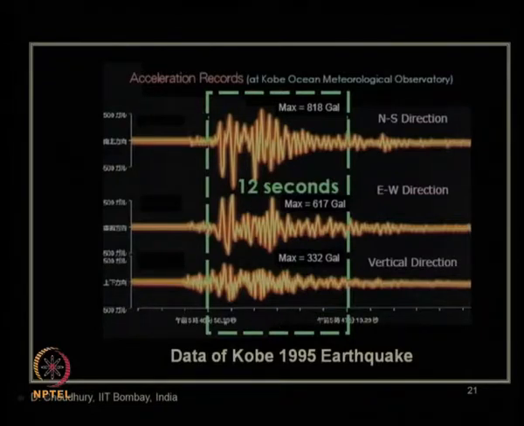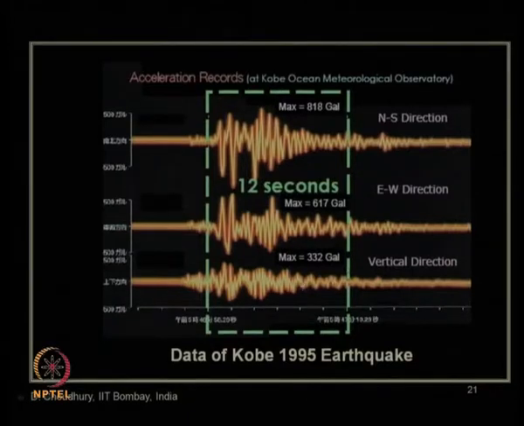You can see over here the typical duration of the major earthquake which occurred in Kobe, that was about 12 seconds. So, this is the starting point, this is almost the ending point you can say, and the maximum value of north south direction horizontal acceleration was 818 gal. In the east west direction, the maximum value was recorded as 617 gal, which is close to 0.617 G, and in the vertical direction the maximum value recorded was 332 gal, which can be considered typically close to 0.332 G.